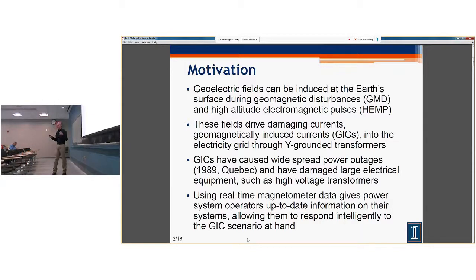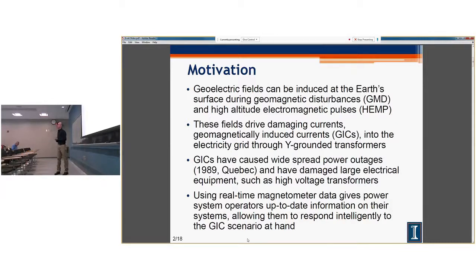They release lots of energy that interacts with the Earth's magnetic field and its own electromagnetic energy and couples into the grid that way. The fields drive these currents called geomagnetically induced currents. These currents complete the circuit between the electric grid and the Y-grounded transformers. So every so often in the power system, we'll have a big transformer, and it'll be Y-connected and grounded. And so the ground completes the circuit with the power lines.